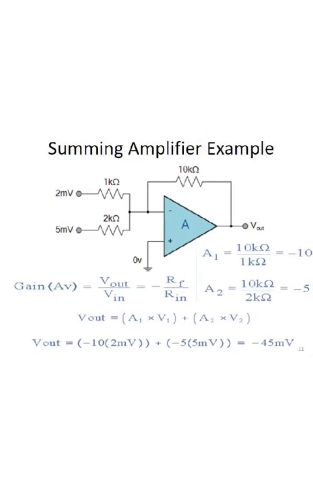Coming to the summing amplifier, we have taken an example here. By using the formula, we will find the gain. A1 is equal to 10 kilo ohm divided by 1 kilo ohm, that is minus 10. A2 is 10 kilo ohm by 2 kilo ohm, minus 5. V out is equal to A1 into V1 plus A2 into V2. So V out is equal to minus 45 millivolt.